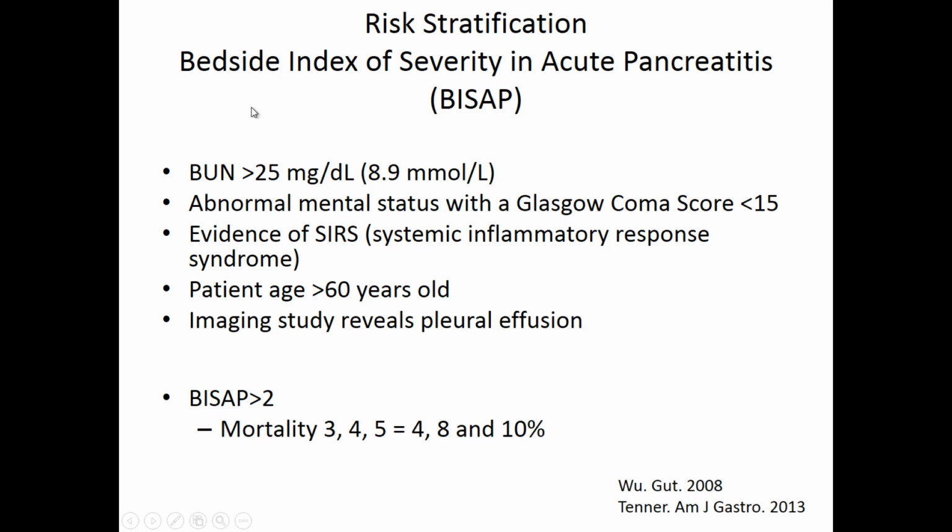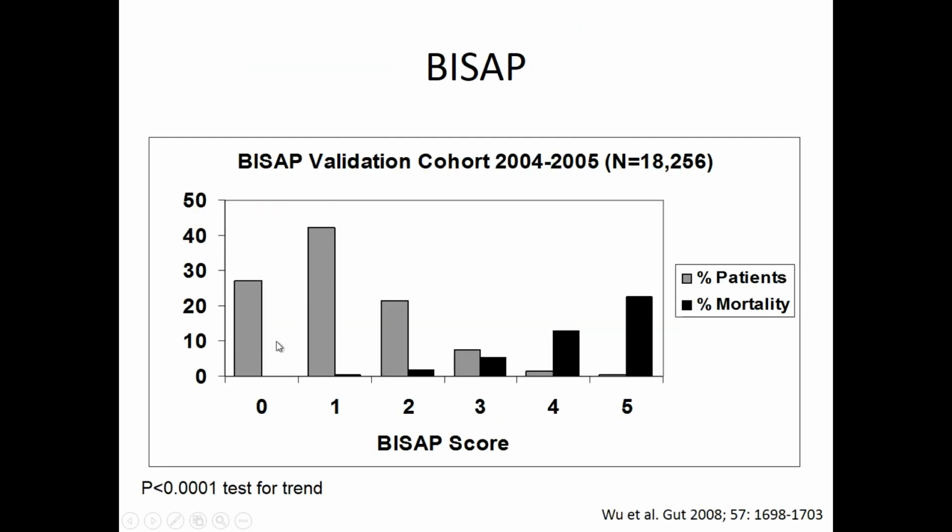Another risk stratification tool that was developed at the Brigham is the Bedside Index for Severity in Acute Pancreatitis, BISAP. It includes those 5 criteria, and the more criteria you have, the greater the mortality associated with the case. They are BUN elevation, abnormal mental status, evidence of SIRS, patient older than 60, and presence of pleural effusion. You can see here that most patients have a low BISAP score, but the more you increase it, the greater the mortality.